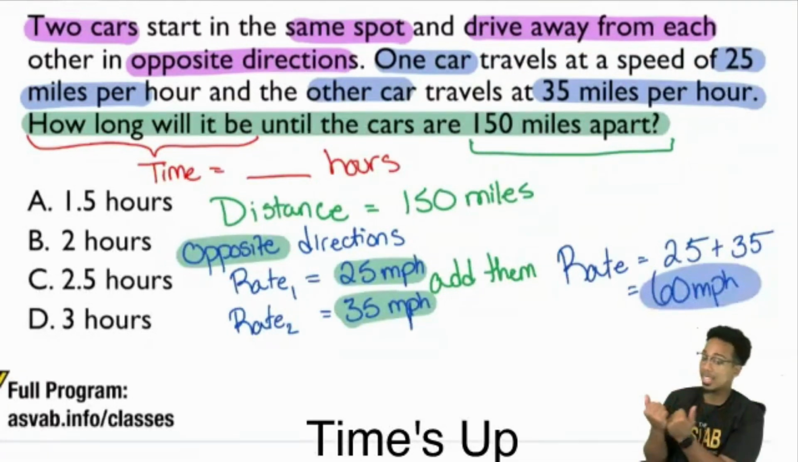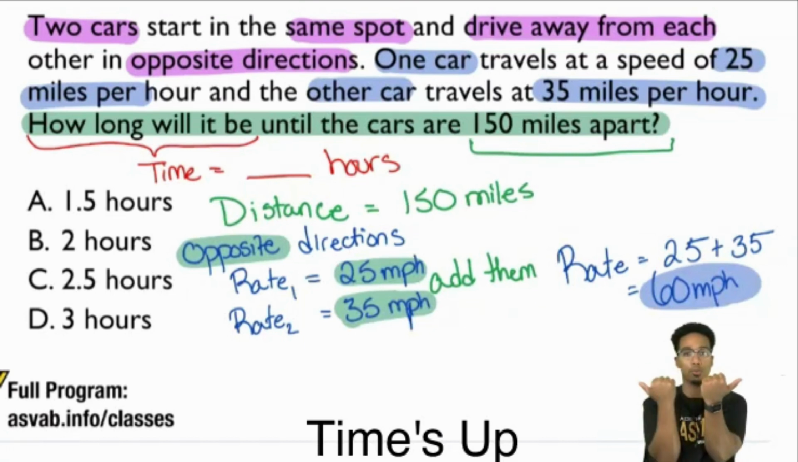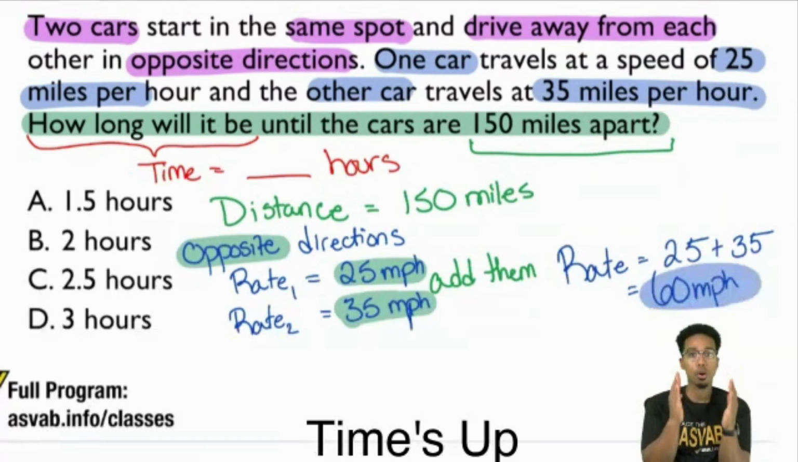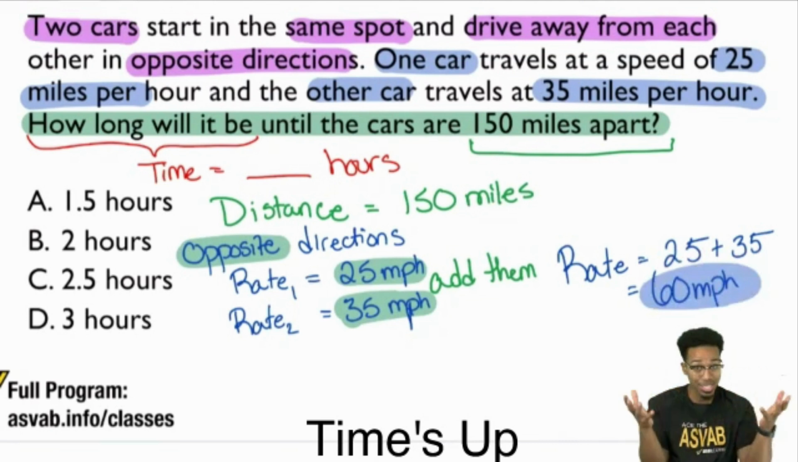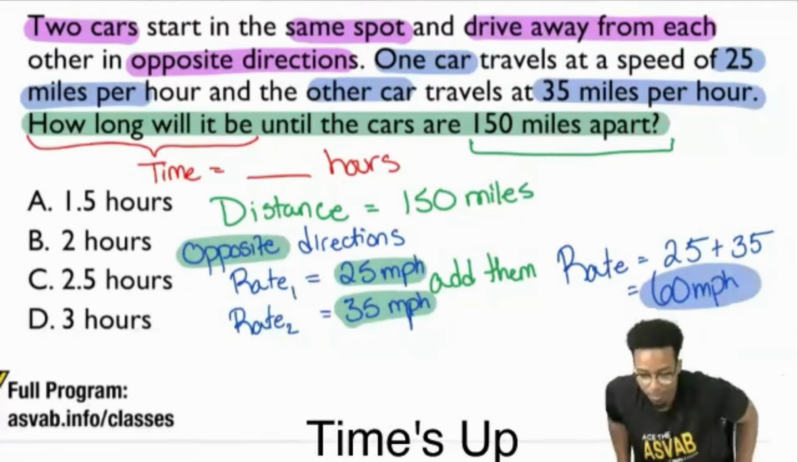Because again, it says how long will it be until they're 150 miles apart? If this car goes 1 mile and this car goes 1 mile, they're 2 miles apart. You add them together. They're covering new ground. So because the cars are going in different directions, covering different distances, you add those rates together. And that's why we got 60. Yes or no, does that make sense, everybody? Tori, that's correct.